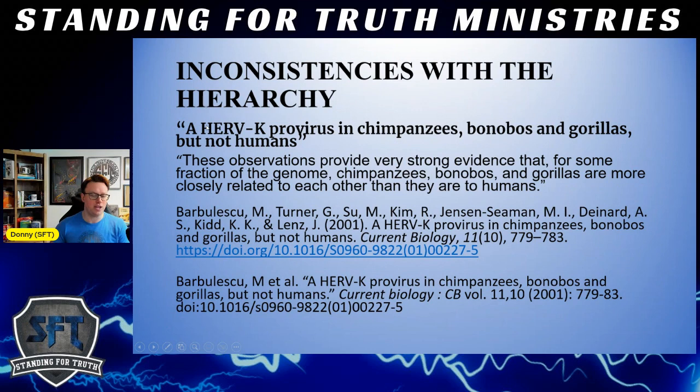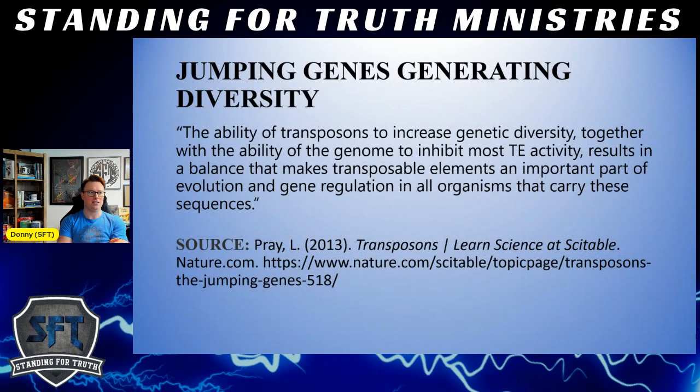Inconsistencies with the hierarchy. Notice this: a HERV-K provirus in chimpanzees, bonobos, and gorillas, but not in humans. These observations provide strong evidence that for some fraction of the genome, chimpanzees, bonobos, and gorillas are more closely related to each other than they are to humans. And there's many, many examples of this. That's why there's something called incomplete lineage sorting. I mean, depending on what you're looking at in terms of genes and DNA elements, it might turn out that humans are closer to gorillas on that specific tree than they are to chimpanzees.